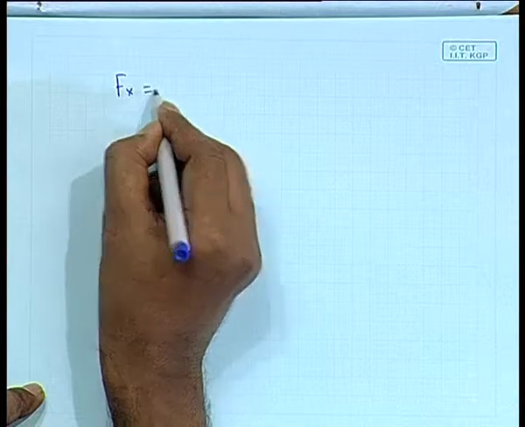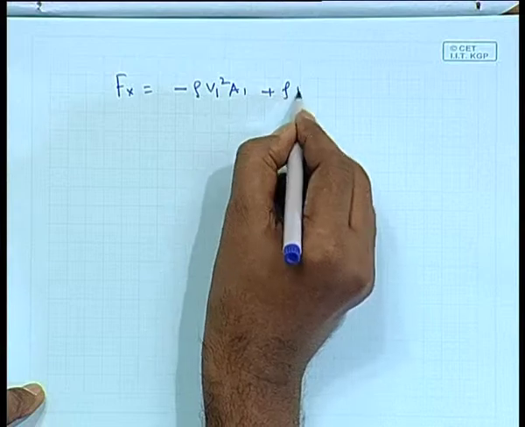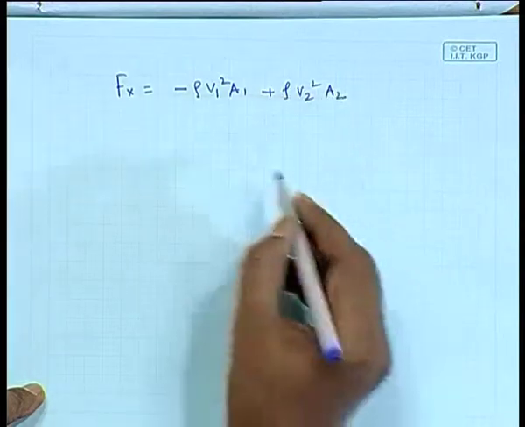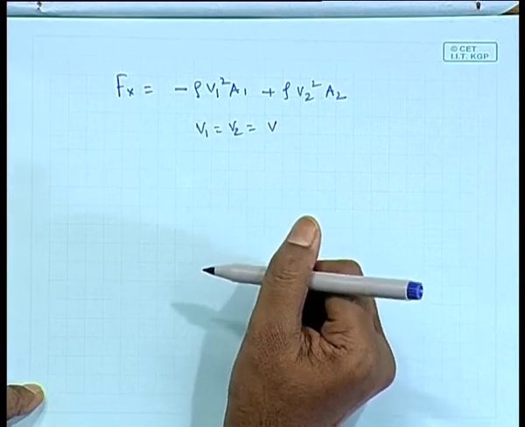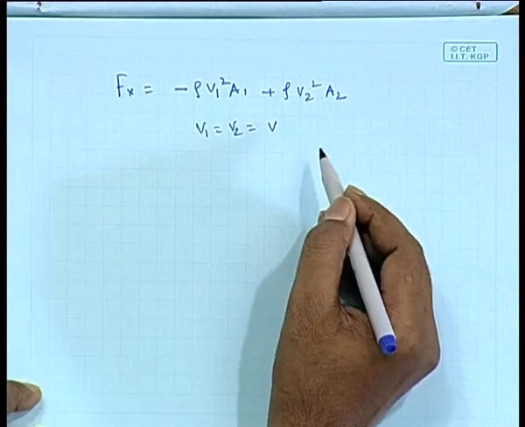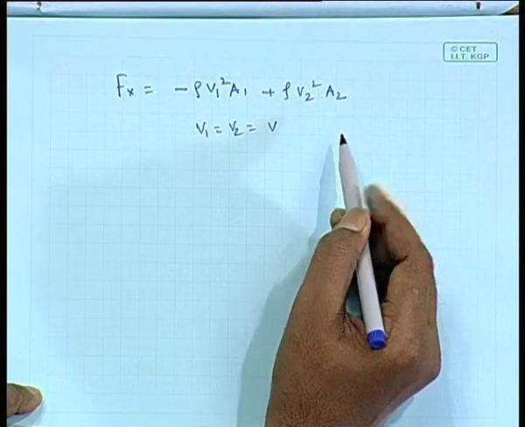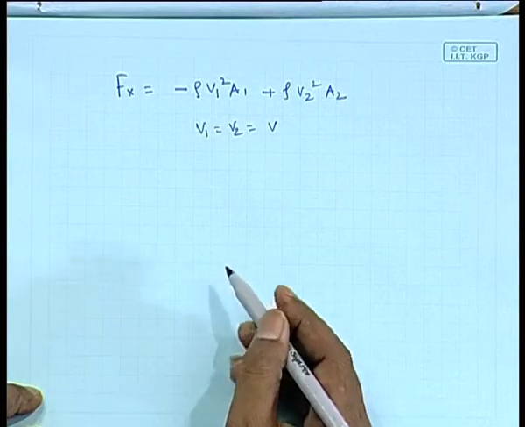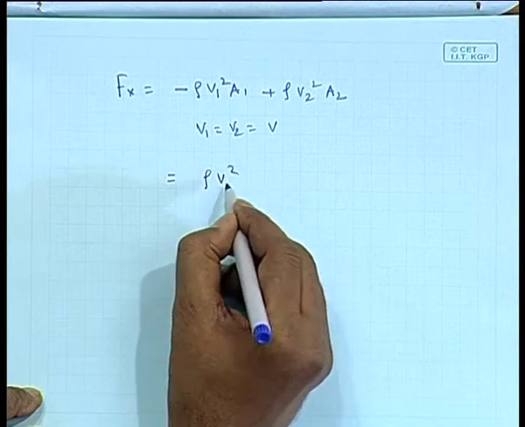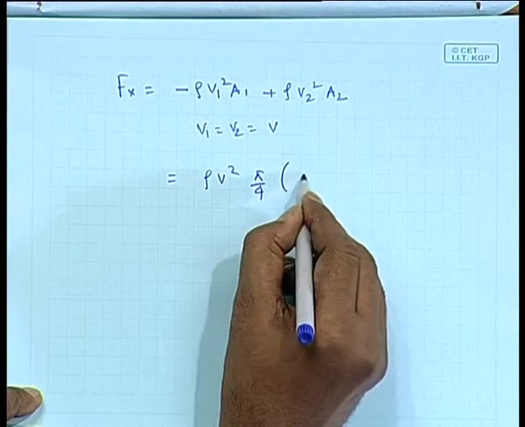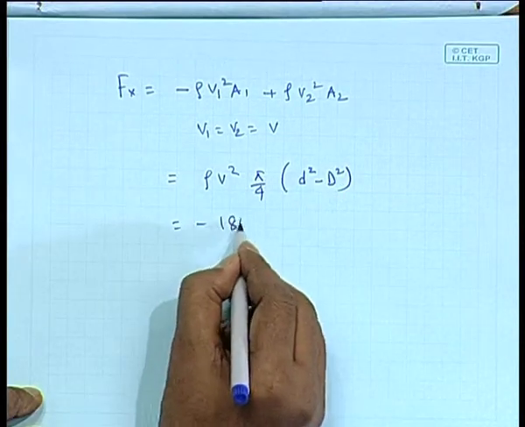So it's simply Fx is minus rho V1 square A1 plus rho V2 square A2. V1 is equal to V2 is equal to V in this problem, and A1 is pi by 4 D square, A2 is pi by 4 small d square. This is basically a circular pipe. If you put the values, the final expression will be rho V square pi by 4 times d square minus D square, and it will come out to be minus 184 Newton.